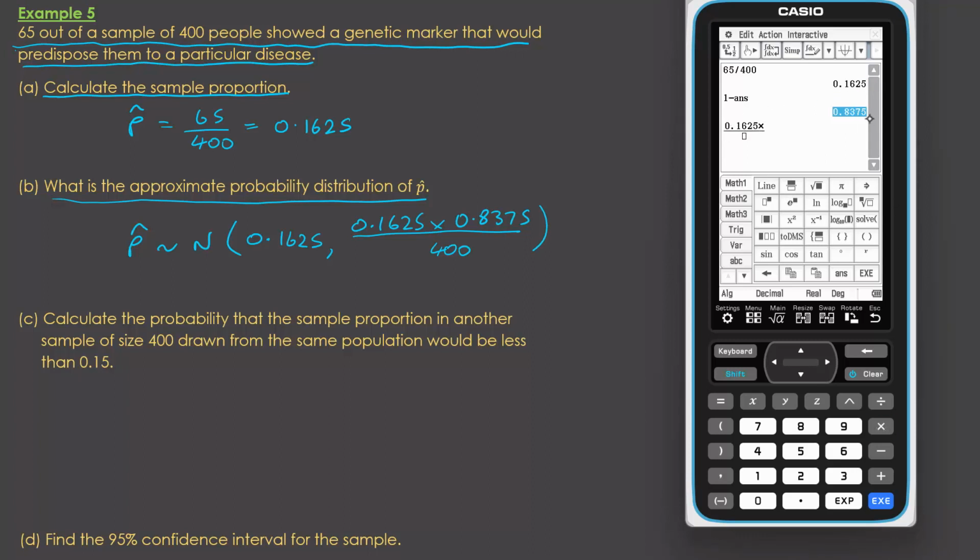So we'll multiply that by that. Over 400. And it's not anything nice. But we are going to probably need the standard deviation, which is the square root of that. So let's just drag that in there. And our standard deviation is 0.018445.